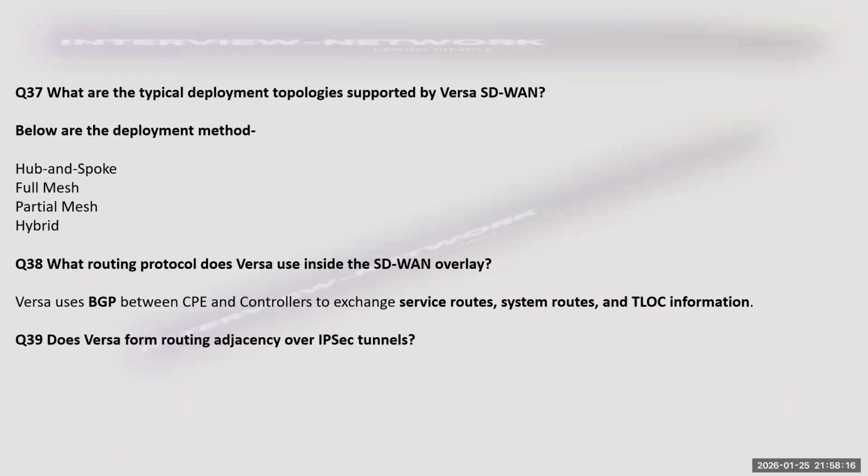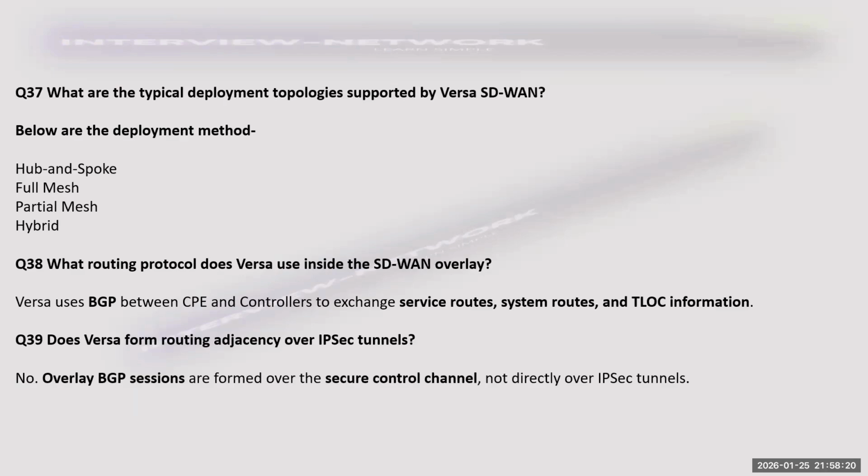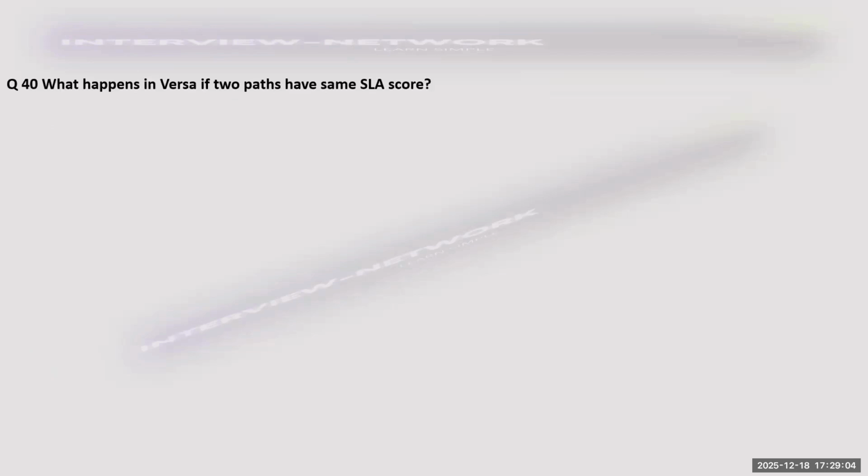Does Versa form routing adjacency over IPsec tunnel? Well, no. Overlay BGP session is formed over the secure control channel. So there's no routing happening directly over IPsec tunnels. These IPsec tunnels form only for the encryption of packets, and the protocol which runs is your BGP.